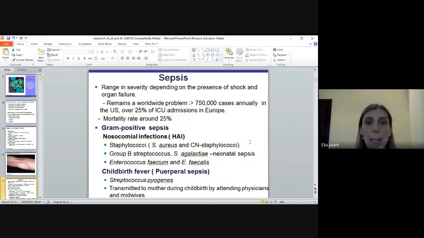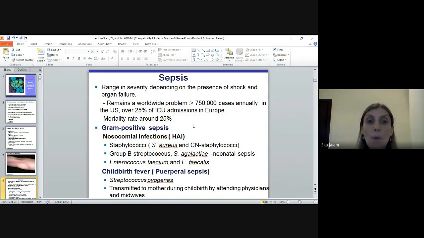Sepsis can be caused by bacteria and/or viruses as well, and either gram-positive or gram-negative bacteria can lead to sepsis. It has a very high mortality rate, around 25%. So you see it is quite high.